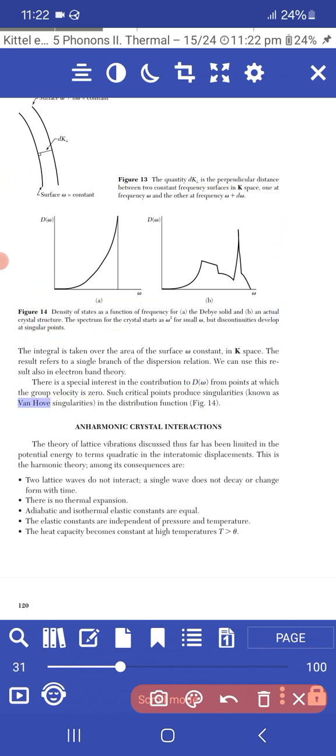Density of states as a function of frequency for a Debye solid and actual crystal structure. The spectrum for the crystal structure goes as omega square for small omega, but discontinuities develop at singular points. So those singular points are Van Hove singularities.